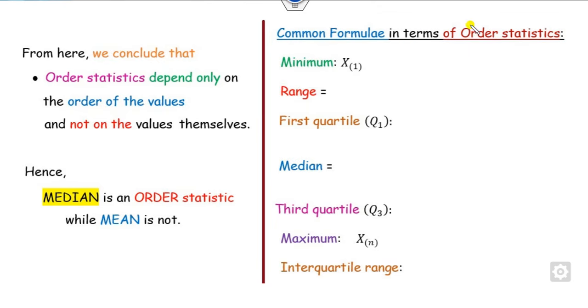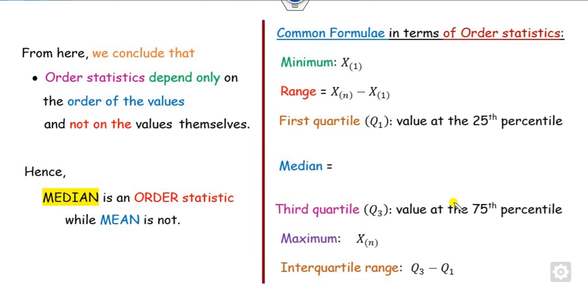Also, look at the various formulas like minimum, maximum and so on. The minimum is x1, the maximum is xn. How can you define the range? All of you know the range of the series is the maximum minus minimum. The maximum is my xn, the minimum is my x1, so can I define it this way? Yes, that's true. The first quartile is nothing but the 25th percentile, and this is my 75th percentile, so you can define Q1 as the 25th percentile and Q3 as the 75th. Based on Q1 and Q3, you can define the interquartile range, that is nothing but Q3 minus Q1.